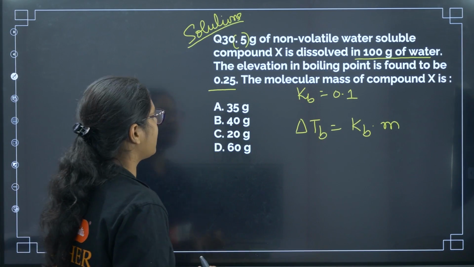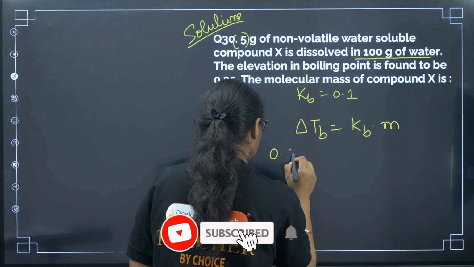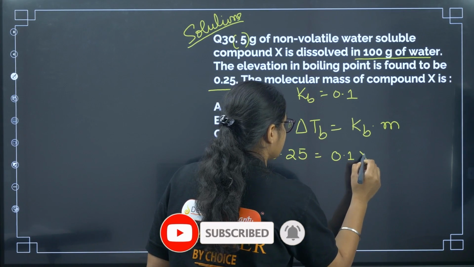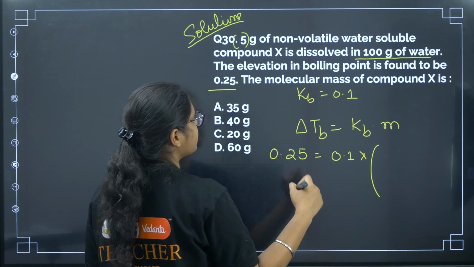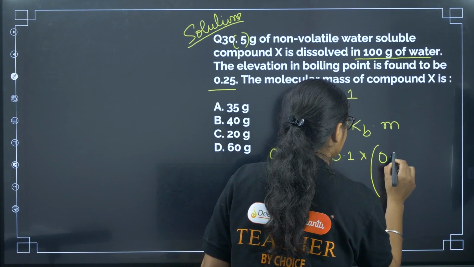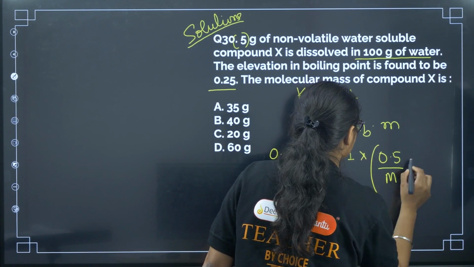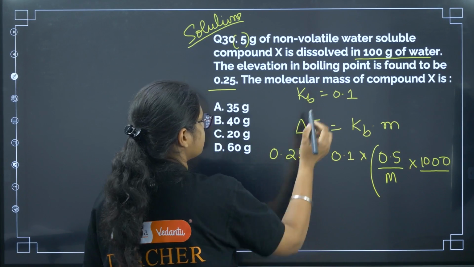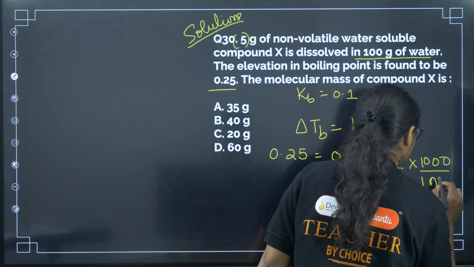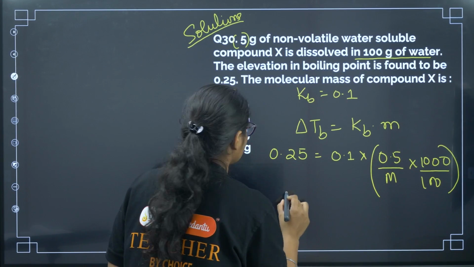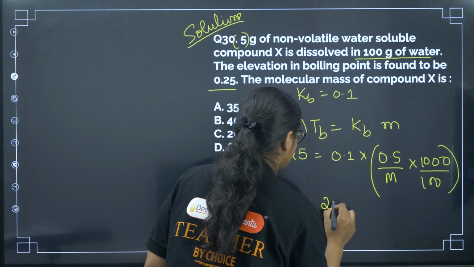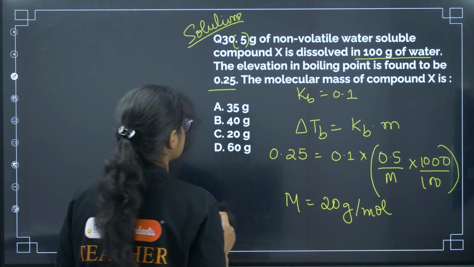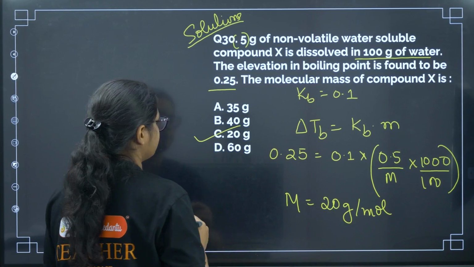So delta Tb value is 0.25, Kb value is 0.1, then molality value is given mass by molar mass, given mass is 0.5, molar mass we have to calculate, into 1000 by mass of the solvent which is 100 grams, right? Now if we solve this, we will get M as 20 gram per mole. So the correct answer for this question will be option number C.